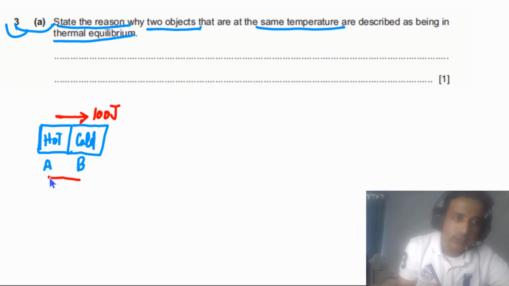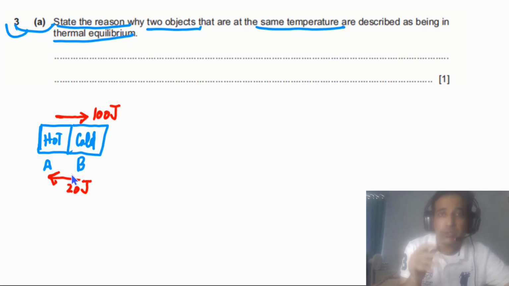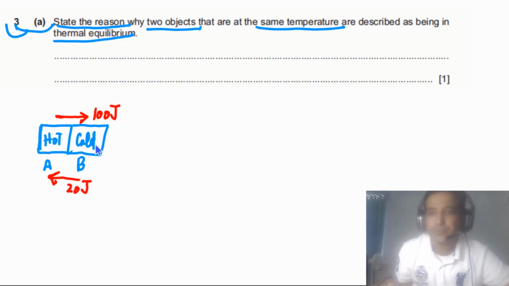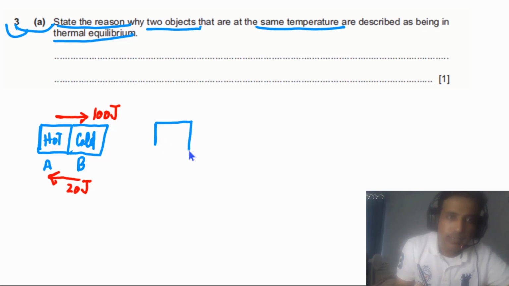Some thermal energy from the cold object will also flow to the hot object. Let's say this is 20 joules of energy. So in this case, there is a net flow of energy from the hot object to the cold object. It means that the cold object is gaining thermal energy, so its temperature will rise. Now we can imagine a case when these 2 objects are at the same temperature. So this is our object A now, and this is our object B.